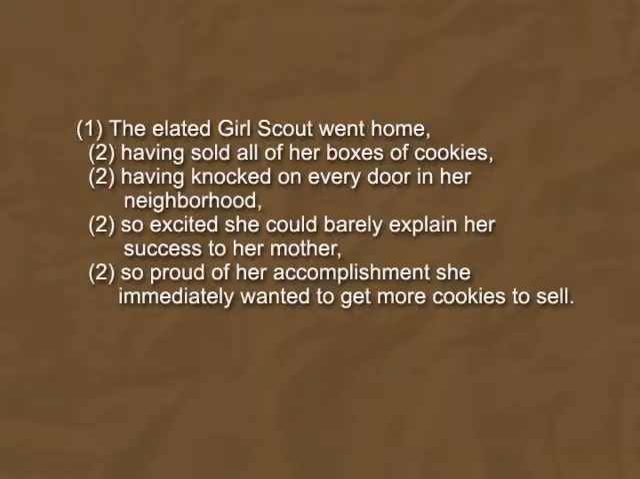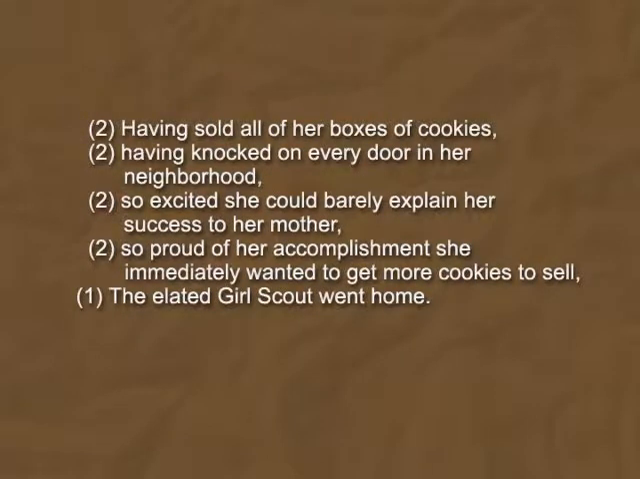Or we could do it this way. Second level, having sold all of her boxes of cookies, another second level, having knocked on every door in her neighborhood, another second level, so excited she could barely explain her success to her mother, another second level, so proud of her accomplishment she immediately wanted to get more cookies to sell, and then finally the base clause, the elated Girl Scout went home.